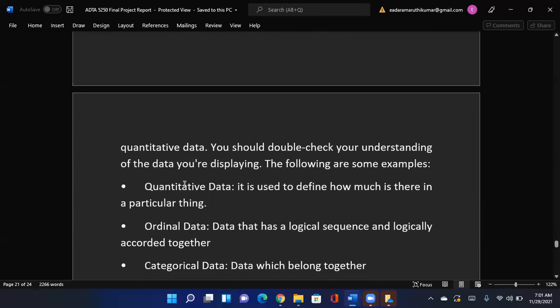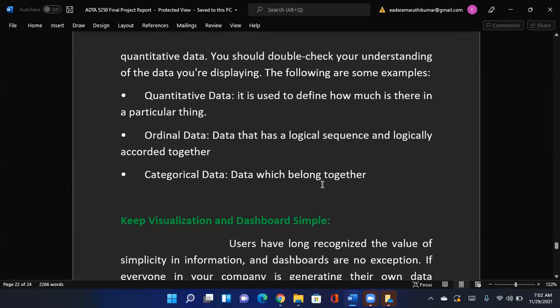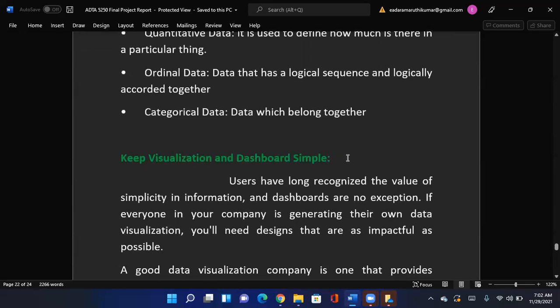The following are examples. Quantitative data is used to define how much is there in a particular thing. Ordinal data has a logical sequence. Categorical data belongs together.